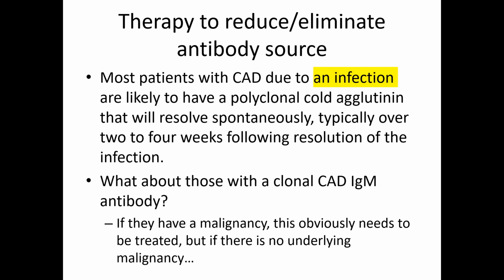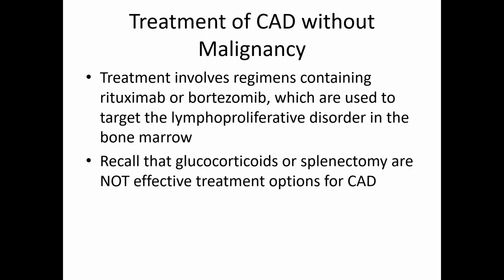But what about those that have a clonal cold agglutinin disease IgM isoform antibody? Well, obviously, if they have a malignancy, this needs to be evaluated and treated. But what happens if you evaluate them for malignancy and you can't definitively land on a diagnosis of a malignancy? You can still have a monoclonal cold agglutinin disease that warrants a treatment, particularly for those that are severely anemic. So if you have cold agglutinin disease without an underlying malignancy, most providers will focus on treatment regimens that contain Rituximab and Bortezomib, which are used to treat the lymphoproliferative disorder in the marrow.